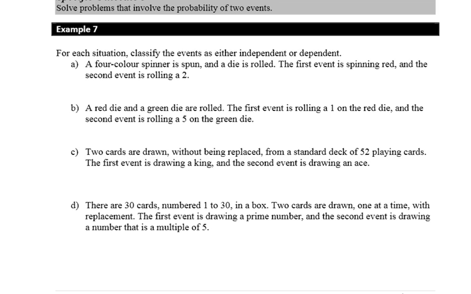For each situation, classify the events as either independent or dependent. So what makes something independent versus dependent? Replacement, for example. When the probability of the second is affected by the first, it's dependent. Otherwise they're totally independent of each other. Okay, 4 colored spinners spun and a dice is rolled. The first event is spinning red and the second is rolling a 2. Independent or dependent? Independent. Okay, a red die and a green die are rolled. The first event is rolling a 1 on the red. The second event is rolling a 5 on the green.